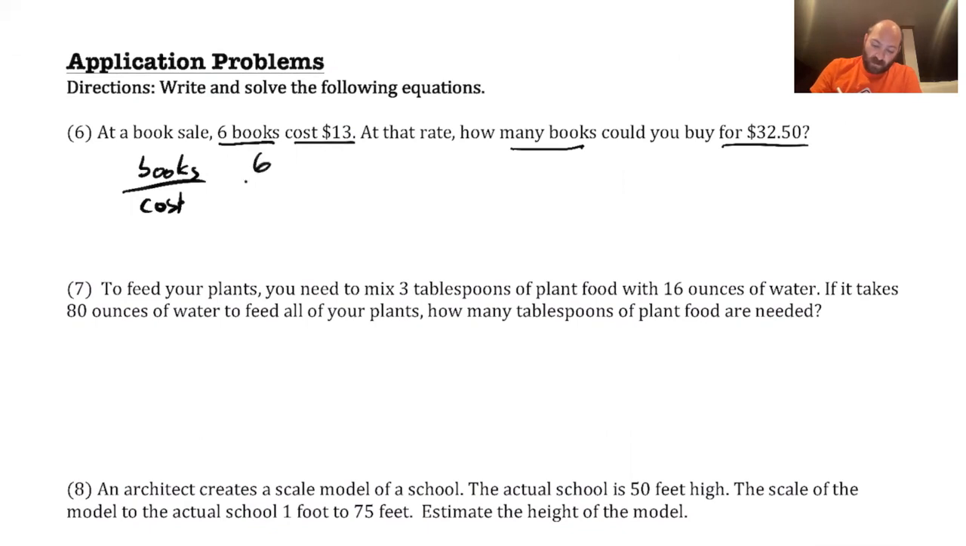So I know 6 books are going to cost $13. On the other side here, for this to be a consistent equivalent at the end, $32.50 is going to be the price for some unknown number of books. Let's use B for books. So B is the number of books that I'm looking for.